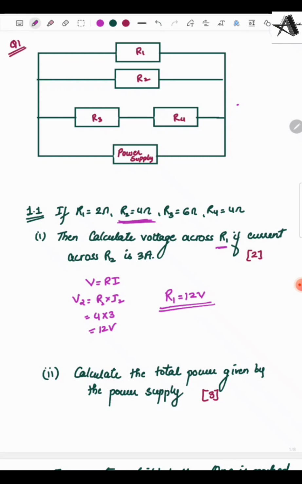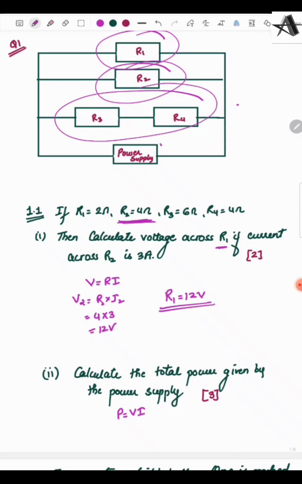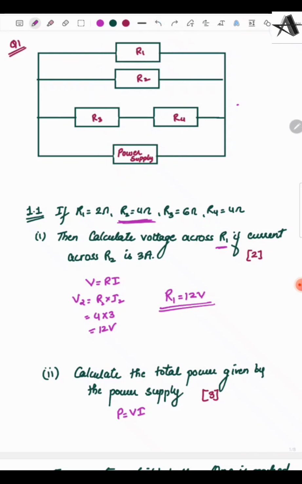Next, calculate the total power given by the power supply. Whenever it's power, it's V times I. We just calculated the total potential difference: if this is 12 volts, this is also 12 volts, and the power supply is also giving 12 volts, because they all are connected in parallel. This is the reason that whenever we have to measure potential difference, we connect the voltmeter in parallel, because the total is equal to the voltage across each resistor. So P is equal to VI.